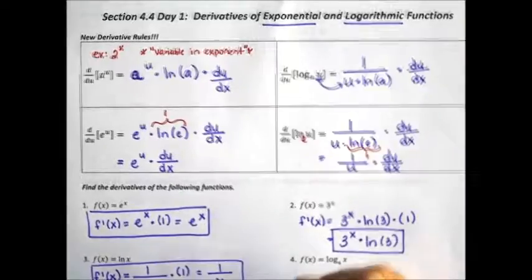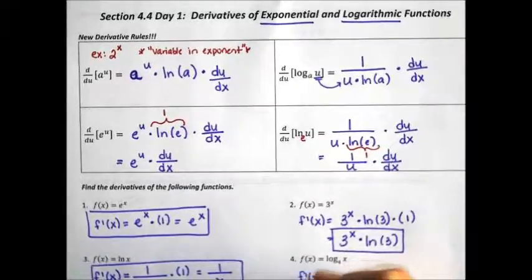And the derivative of a logarithm would be 1 over the stuff times the natural log of the base times the derivative of the stuff, which in this case would just be a 1. So your final answer will be 1 over x times the natural log of the base, which is 4.